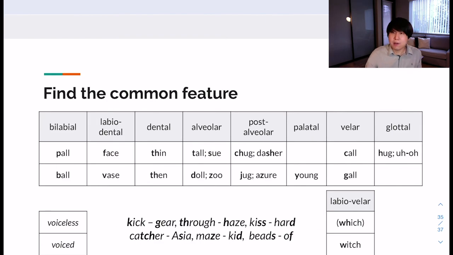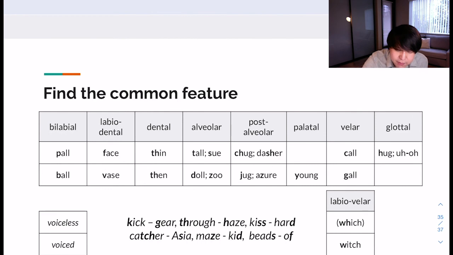Okay, when you find two different consonants or a group of consonants, you can find a common feature out of it. And finding a common feature is a very important analytical method you need to know when you move on to the phonology section and solve problems. So let's try.